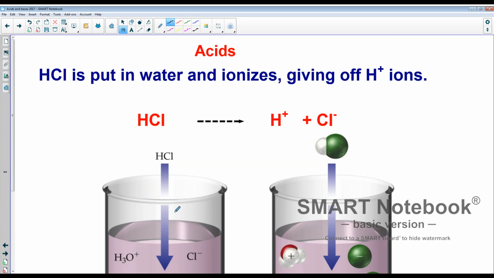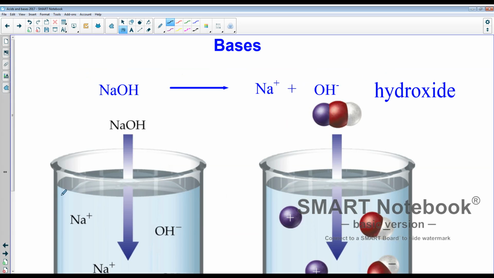And so you could come up with, when we dissolve hydrochloric acid, we get the hydrogen ion. And so we always get H plus with this. And with bases, we get the hydroxide as the negative ion with this one. Those are the two examples I just wrote out there.